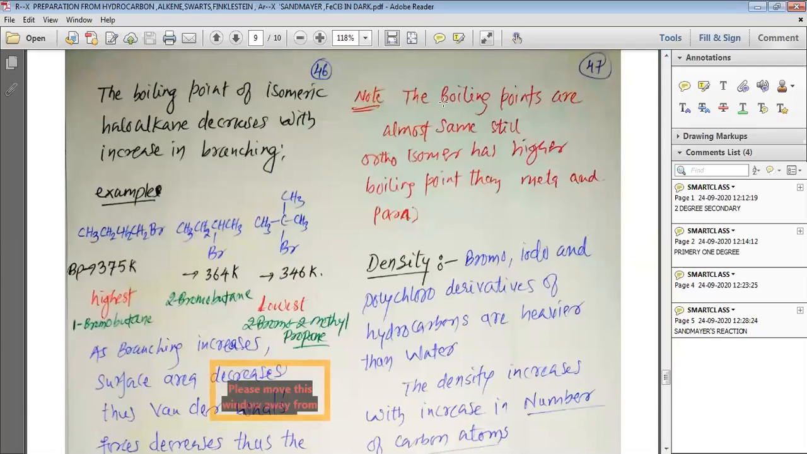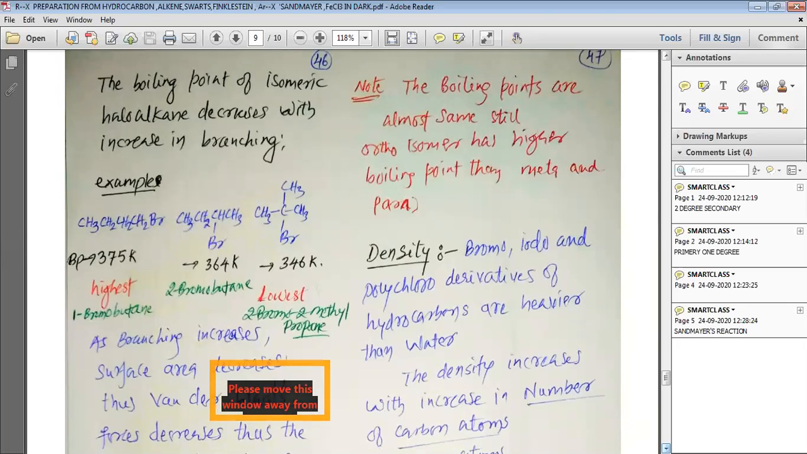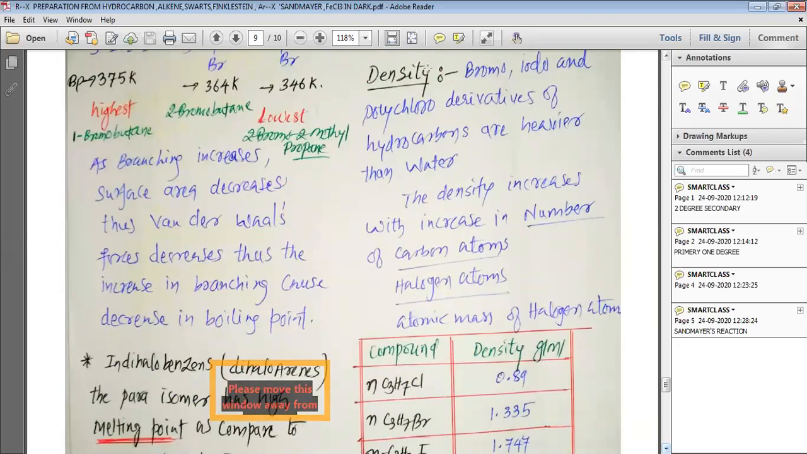Note the boiling points are almost the same, still the ortho isomer has a higher boiling point than the meta and para. So the para has a higher melting point, but the ortho has a higher boiling point, we can see. Then we have the next property to study, which is known as the density.